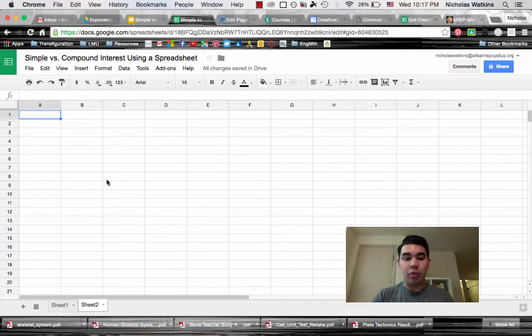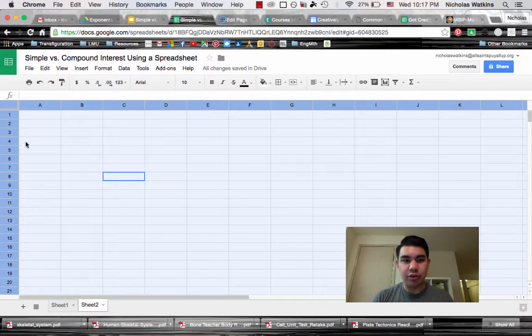So again, what we're doing today is we're focusing on simple and compound interest using a spreadsheet. What we're practicing is trying to create a spreadsheet that can do all this math for us. So actually, the very first thing I want to do is press Control A. It's going to highlight everything, right? So Control A highlights your entire spreadsheet.